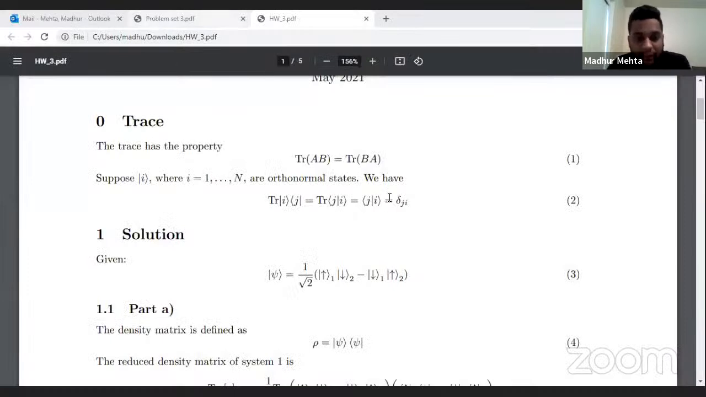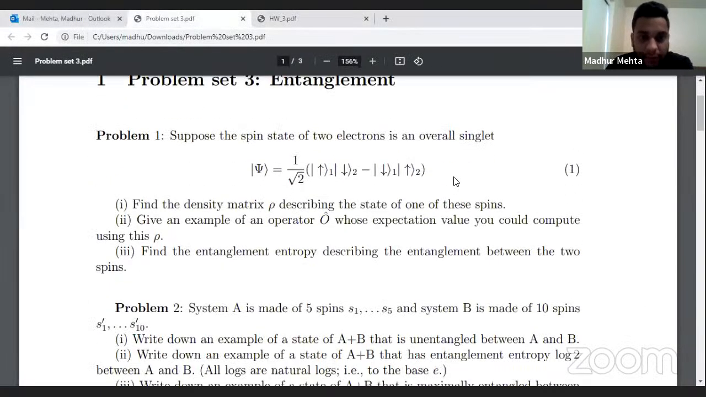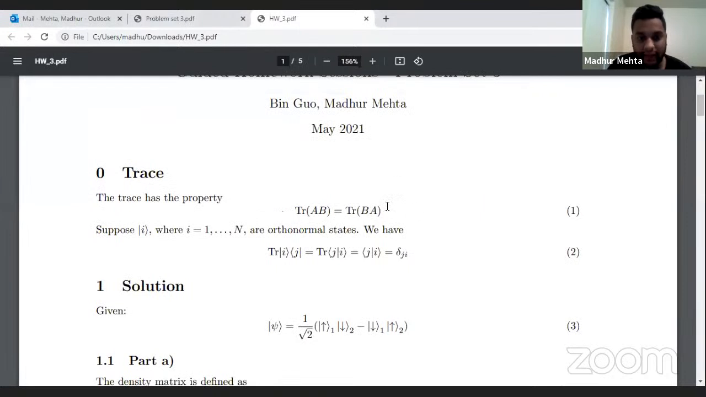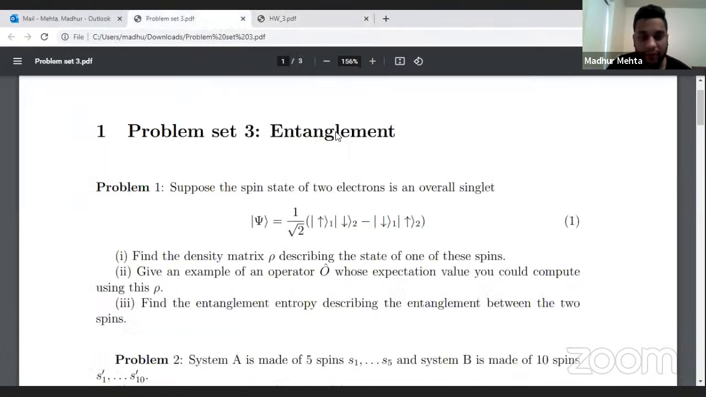So these were the problems that were given this time. Just to remind of the first problem, and before that we'll define the trace and the things that we are using. The trace has a cyclic property: trace AB is equal to trace BA, and then we can get something like this. Now we can go to the first problem.